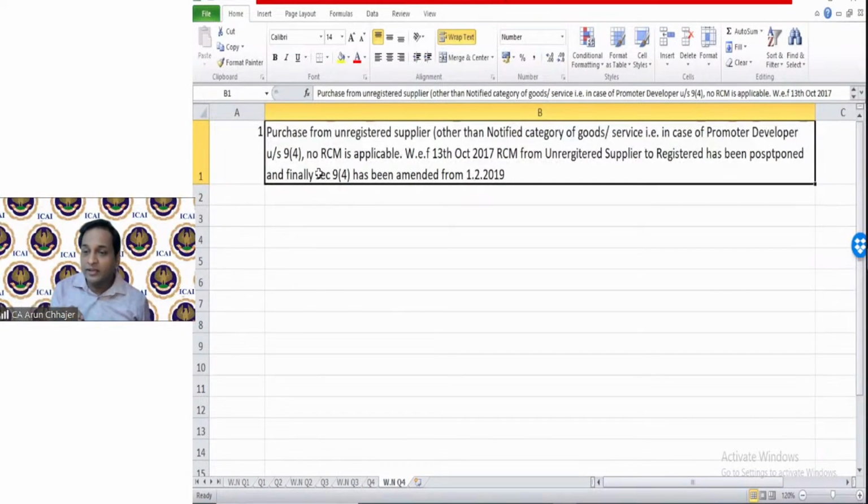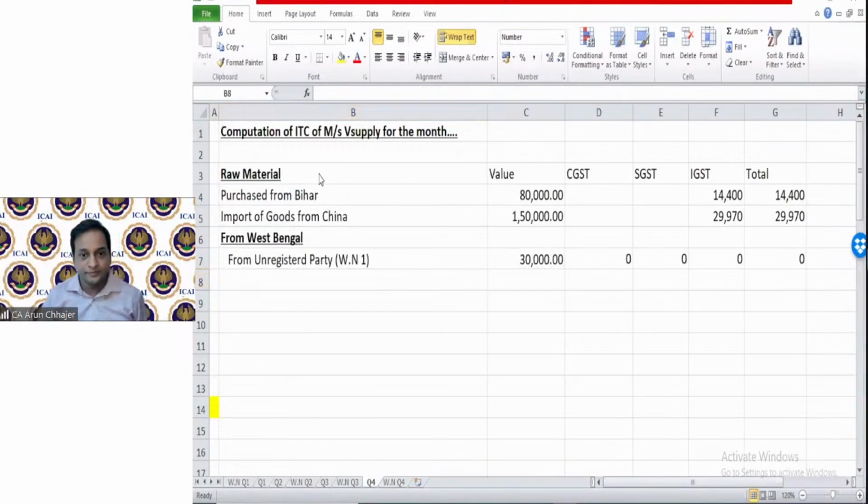Effectively, they are covering only the real estate sector. The promoter developer who has purchased goods or services from unregistered supplier needs to pay the tax under RCM. There also there are some percentage for input service. There are some percentage for capital goods. No, nothing percentage, 100% capital goods. 100% cement should be from registered party. So we are not going into too much detail, but yes, that is sufficient.